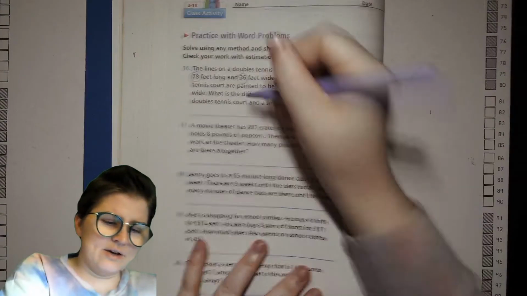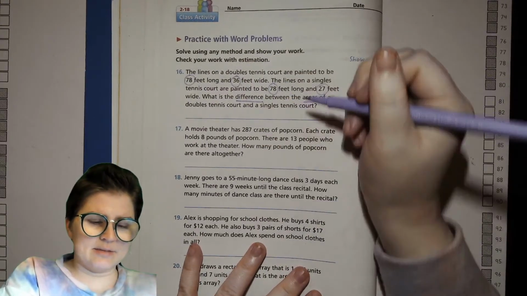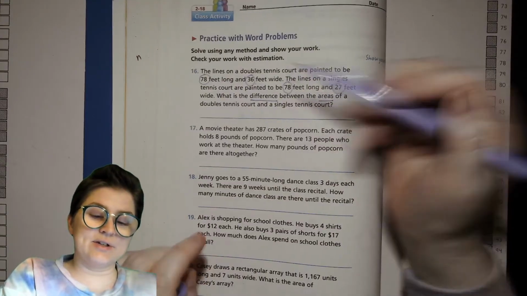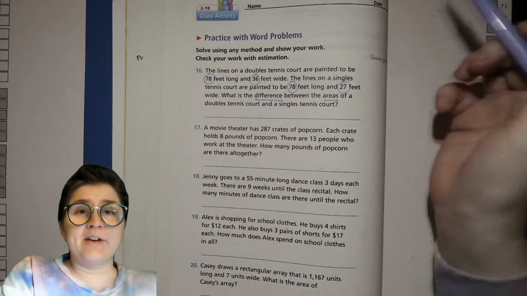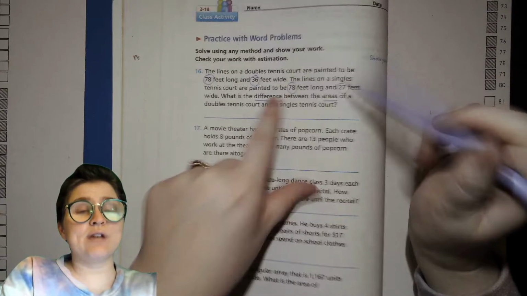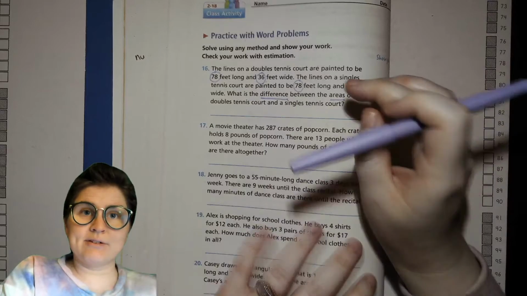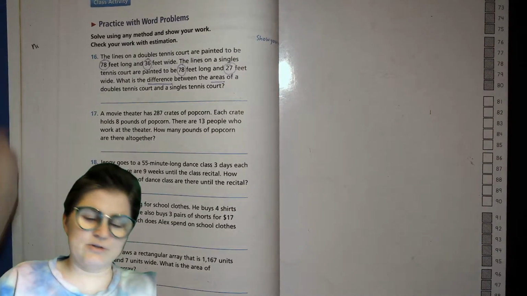Then it asks, what is the difference between the areas of the doubles tennis court and a singles tennis court? So what we're doing is we'll find the area of each by multiplying. Then we will subtract the smaller area amount from the bigger amount to find the difference, okay? I'm definitely going to use my whiteboard for this one.